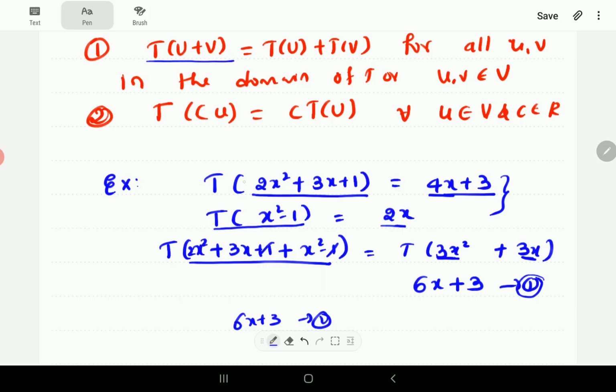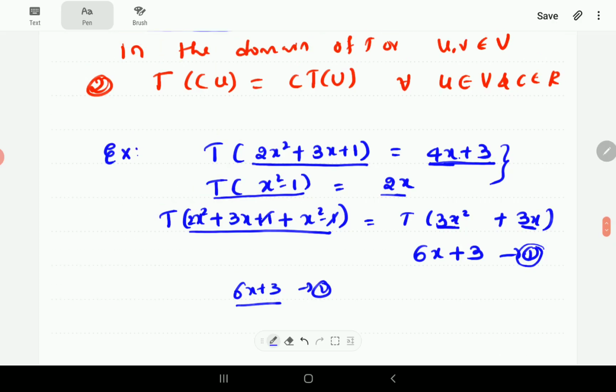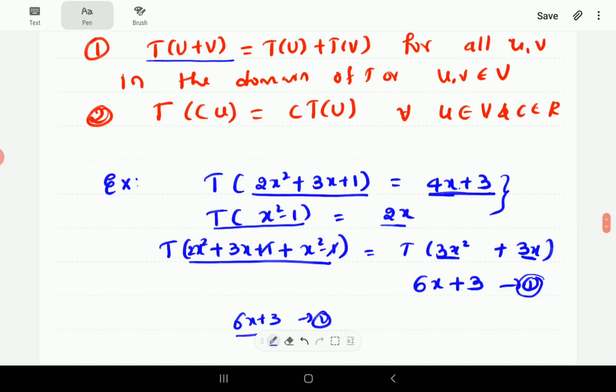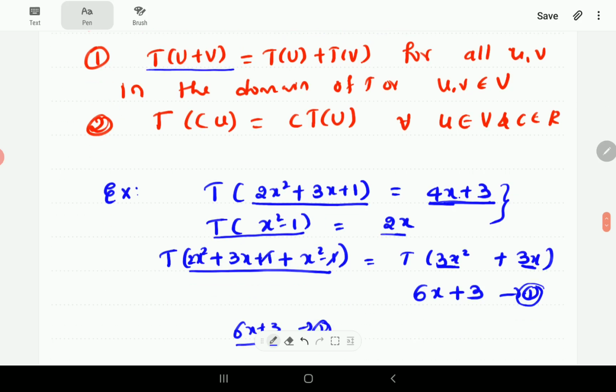So we already know T of u is 4x plus 3, and T of v is 2x. Adding these two also gives me 6x plus 3. If you match 1 and 2, they are the same. So basically, this is what happens in the differentiation, that is the meaning. By doing this particular differentiation transformation, I got the first property, it holds true.